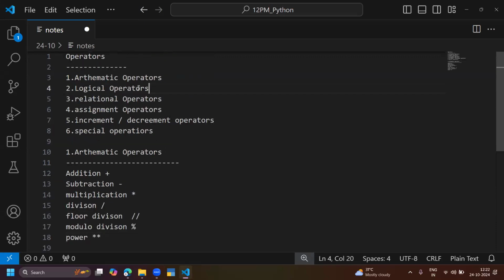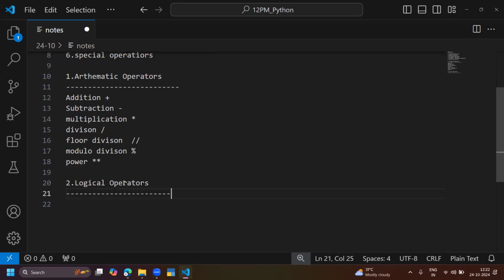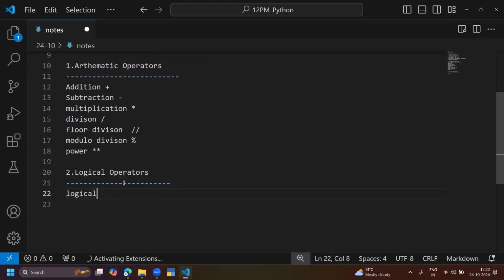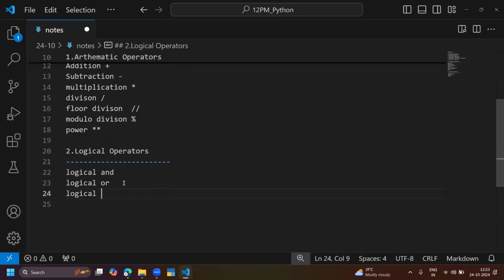Let us go to the second one, logical operators. Basically, logical operators are three things: logical AND, logical OR, and logical NOT.